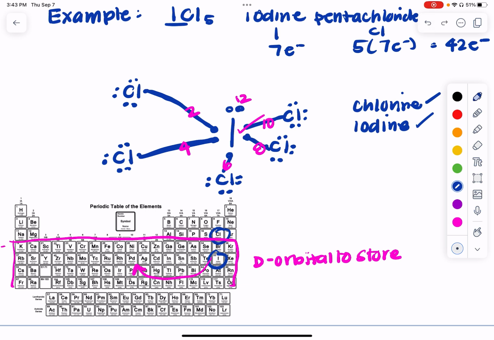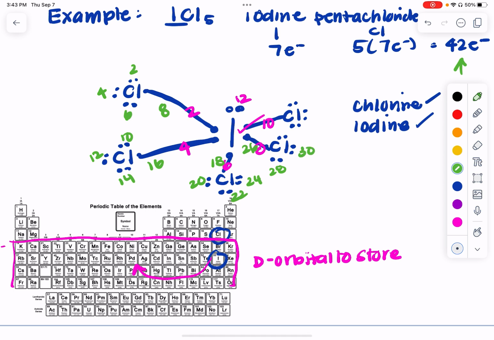The last thing that we want to do is count the total number of electrons, which I'm going to do in green. So we have 2, 4, 6, 8, 10, 12, 14, 16, 18, 20, 22, 24, 26, 28, 30, 32, 34, 36, 38, 40, and 42. We're in really good shape.